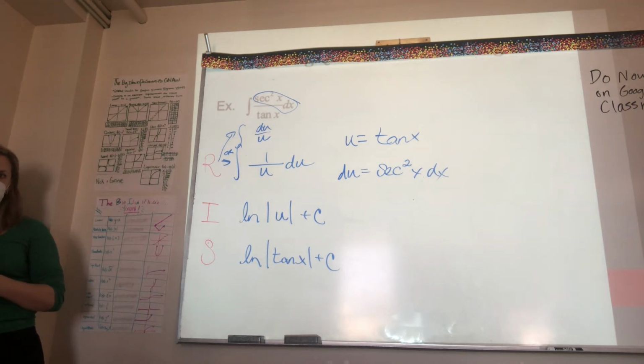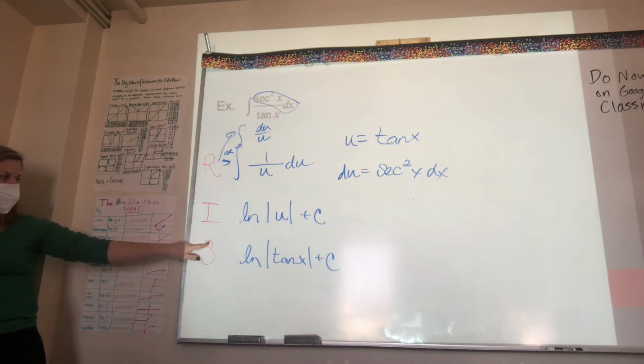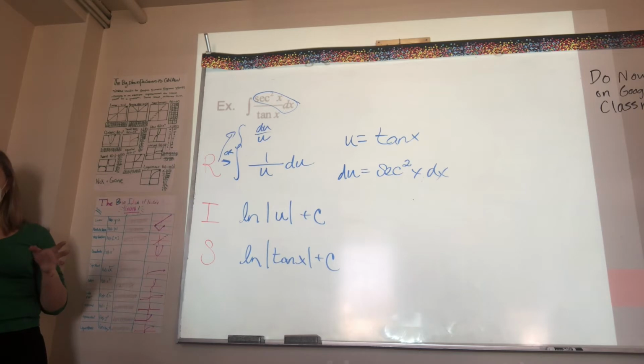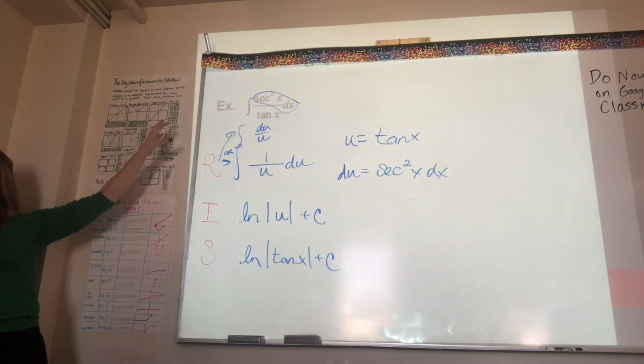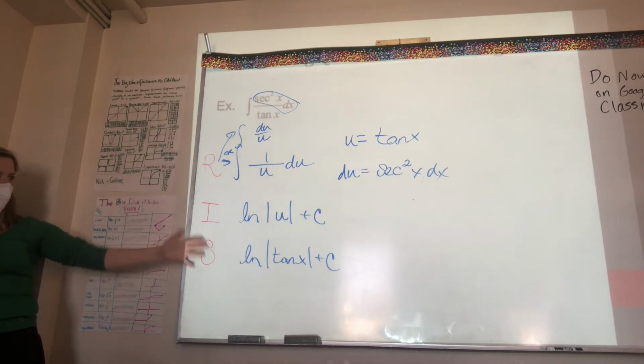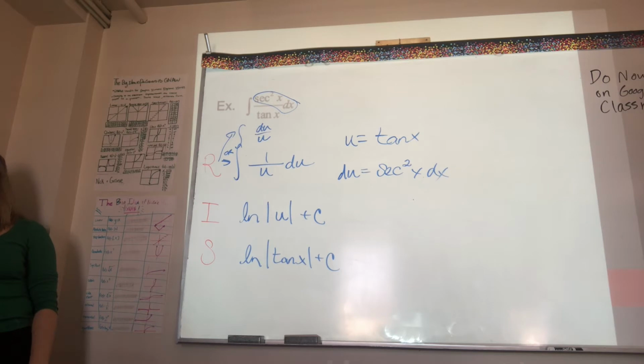Do the S step if you haven't already. Alrighty, so friends, the answer is ln of absolute value of tangent x plus c. Can you just take a step back and admire yourselves? Look at how complex this is. The integral of secant squared x over tangent x dx is ln absolute value tangent x plus c.